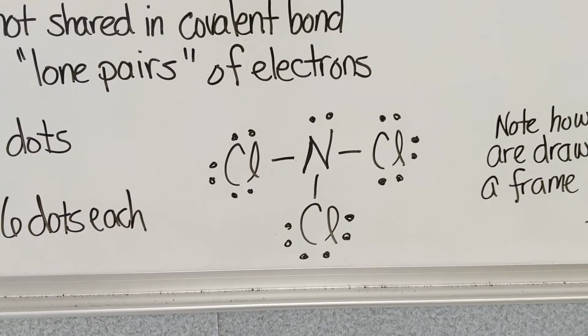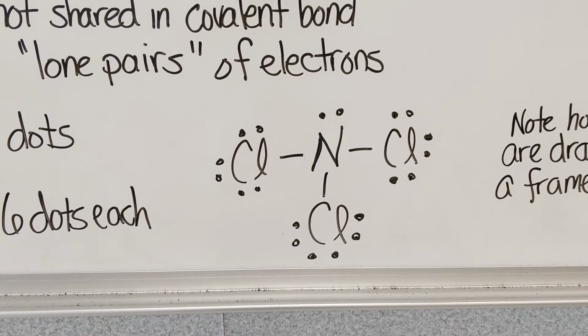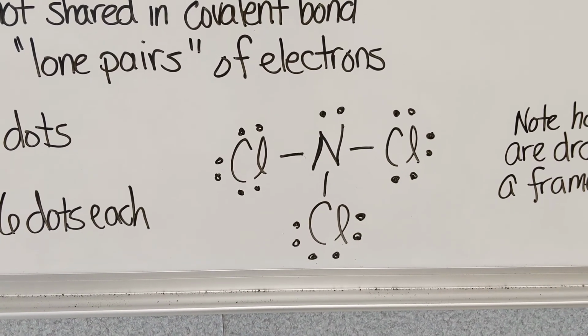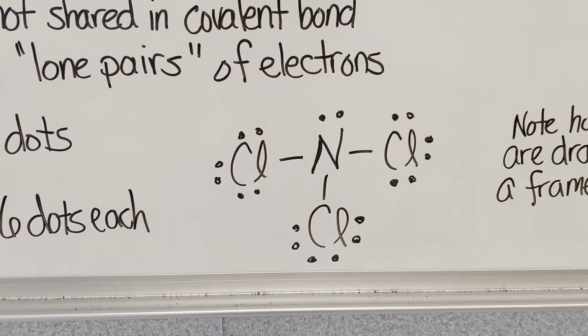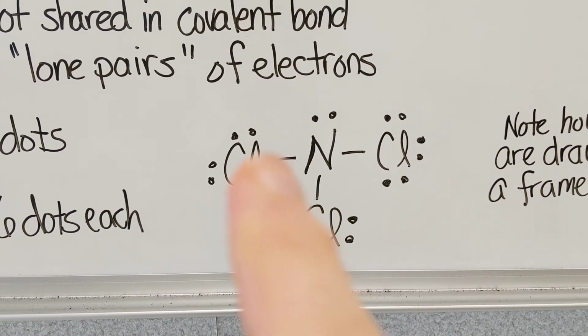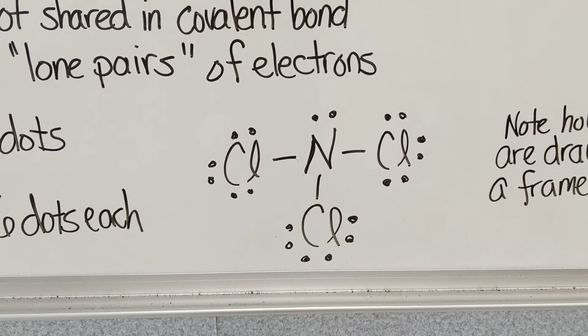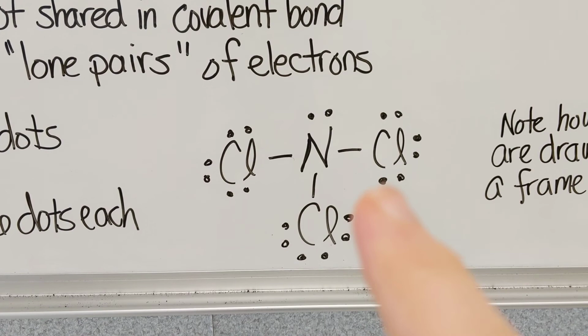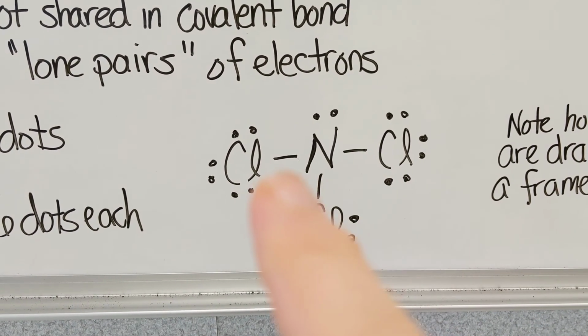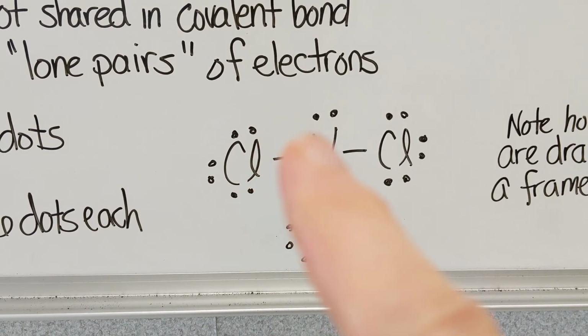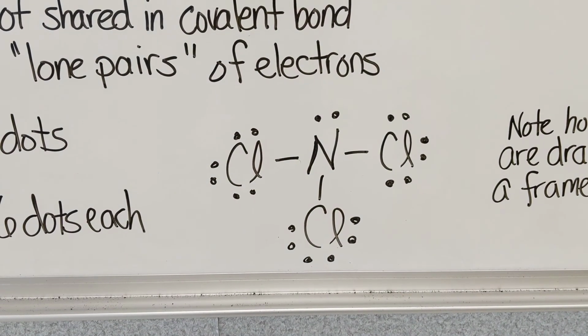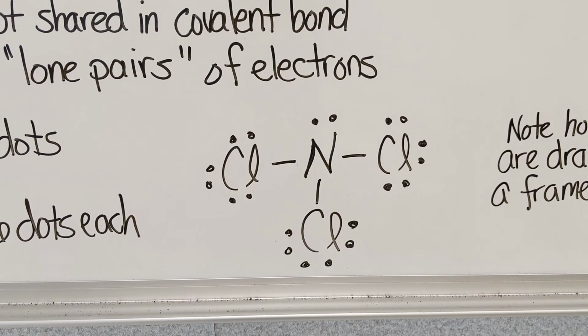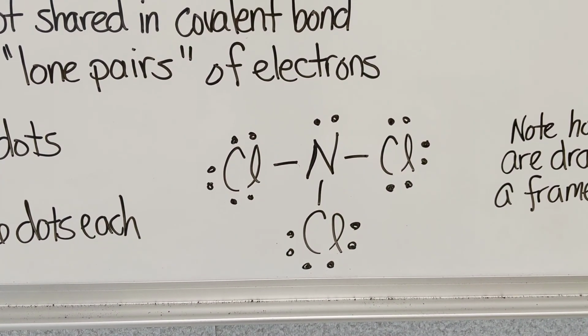Each of the chlorines has 6 dots around them, plus the 2 that are in the bonds that they share, and so that adds up to 6 plus 2 is 8. The nitrogen has 2, 4, 6, 7, 8 electrons around it as well, which gives it a stable octet of valence electrons.